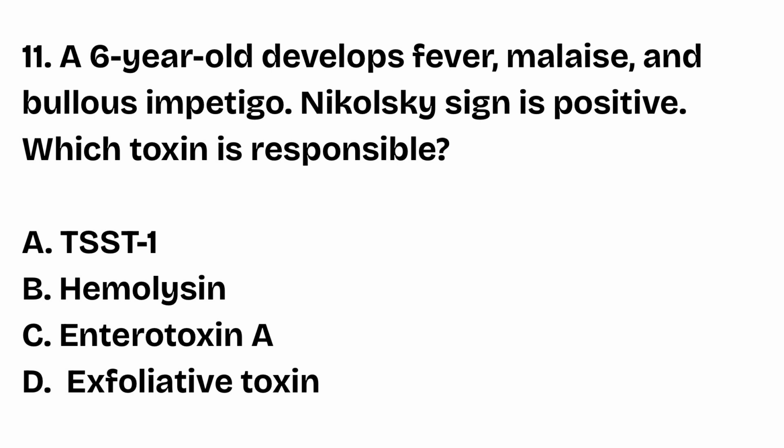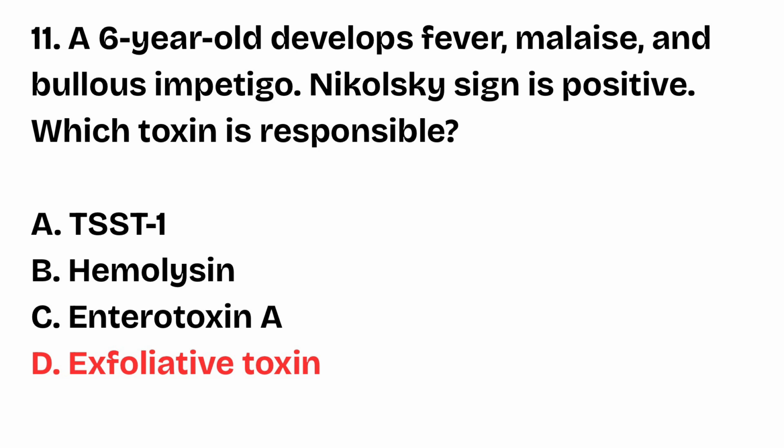Question number 11. A 6-year-old develops fever, malaise, and bullous impetigo. Nikolsky sign is positive. Which toxin is responsible? TSST-1, hemolysin, enterotoxin A, exfoliative toxin. The right answer is option D, exfoliative toxin.